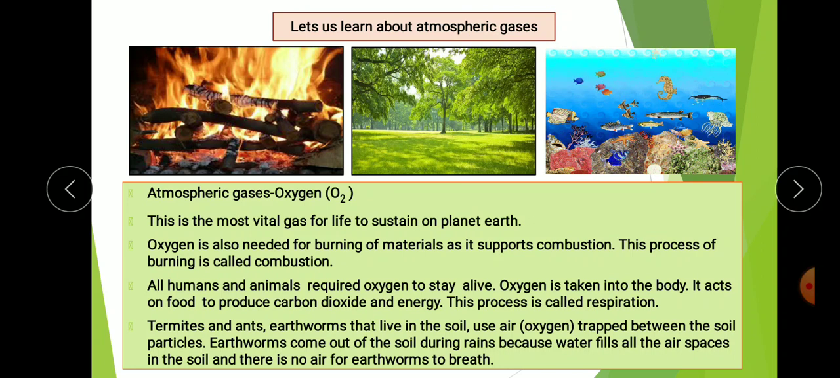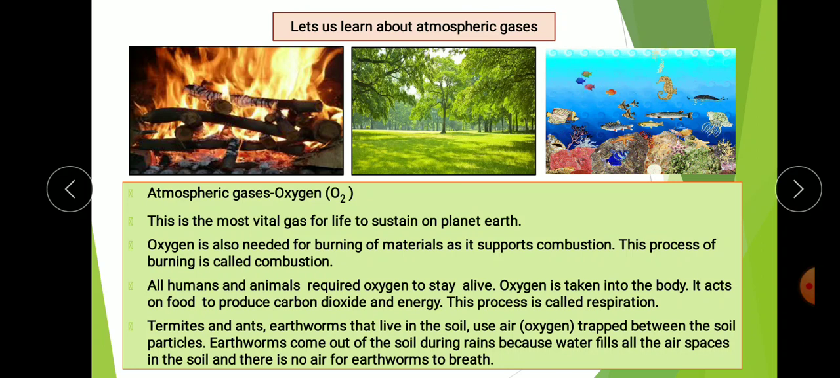You can see in the first image, students, that wood is burning. When we burn any material, we need oxygen. All humans and animals require oxygen to stay alive. Oxygen is taken into the body and it acts on food to produce carbon dioxide and energy. This process is called respiration. All living organisms need oxygen to breathe. They take oxygen and throw out carbon dioxide.